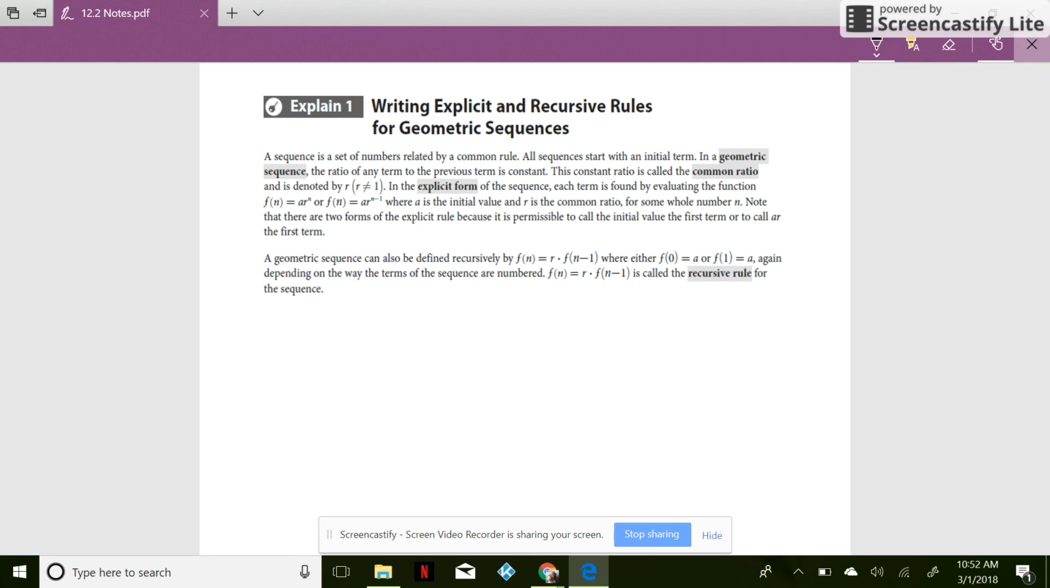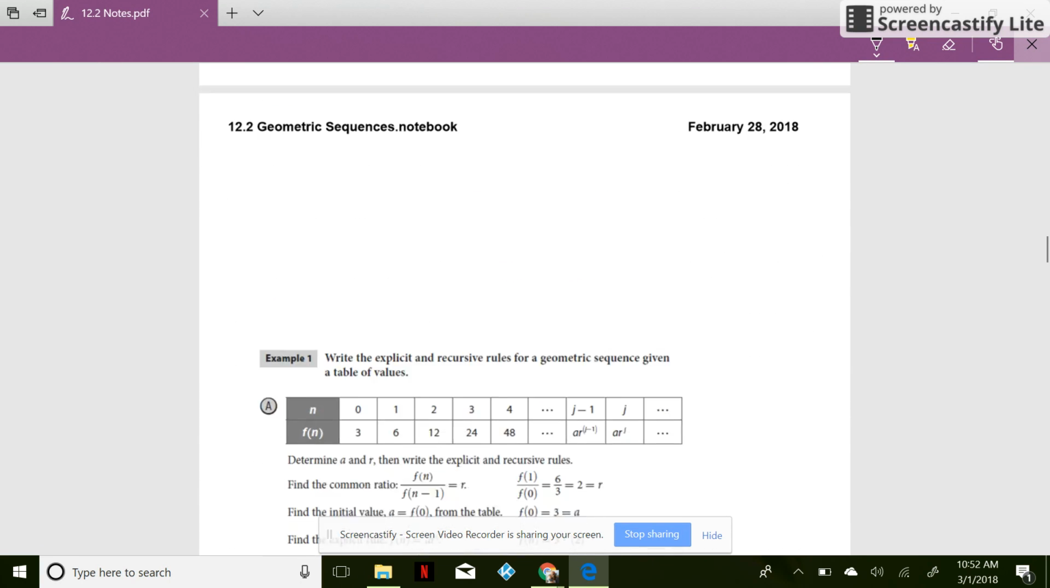A geometric sequence can also be defined recursively by f of n is equal to r times f of n minus 1, where f of 0 is a or f of 1 is a, again depending on the way the terms of the sequence are numbered. f of n is equal to r times f of n minus 1 is called the recursive rule for the sequence.